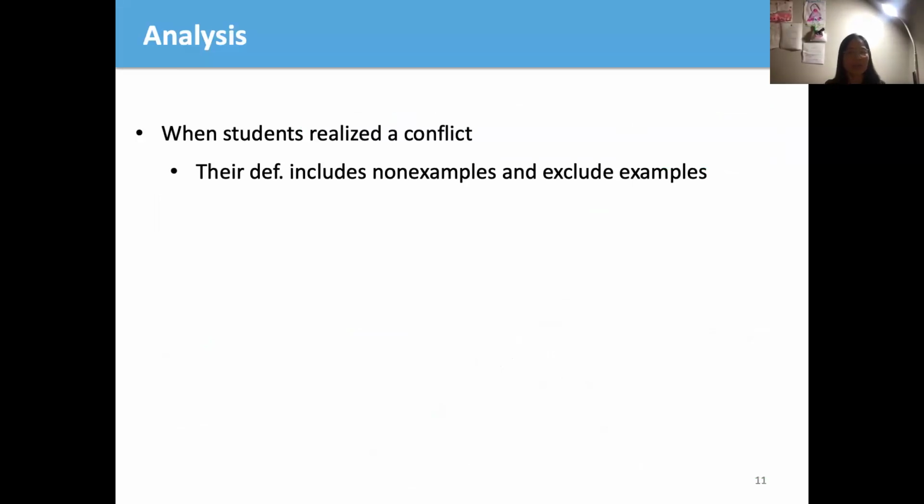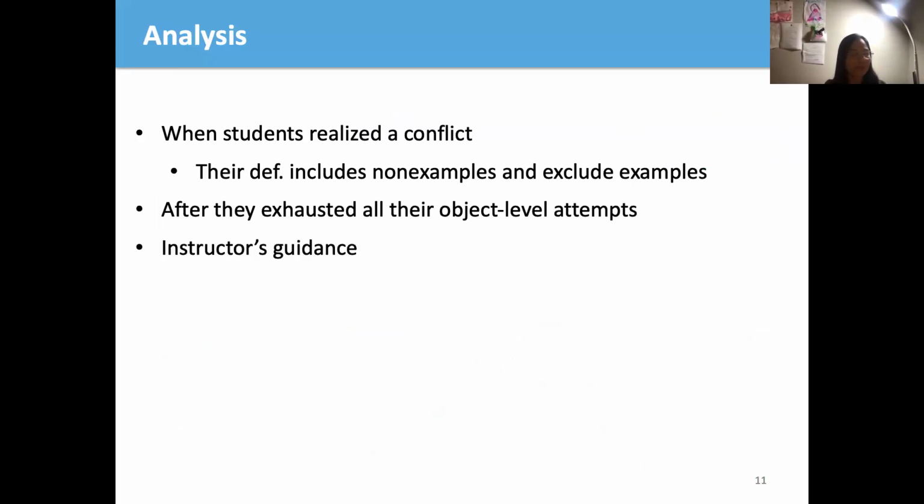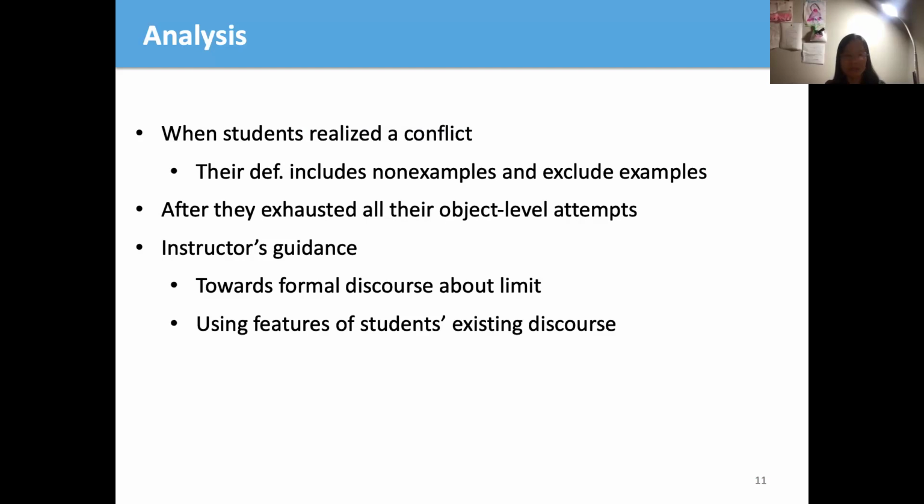Our analysis starts when students realize the conflict, that their definition includes non-examples and excludes some of the examples against their intention. After they exhausted all their object-level attempts, instructor guidance started, which actually helped them move towards the formal discourse about the limit, but still using the features of their existing discourse. And then we made two main observations about interdiscursivity from our data.